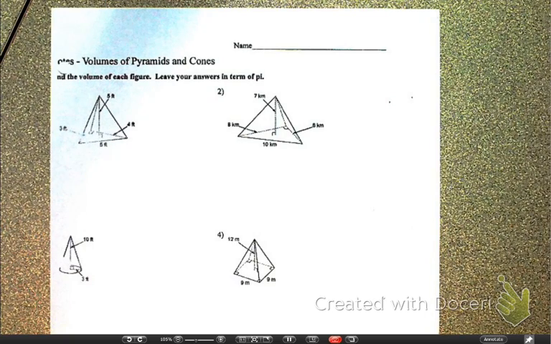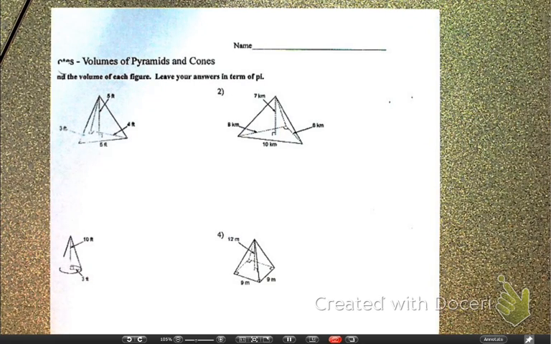Let me clarify. All the points connect at one vertex. Everything comes up to a point, right? Does everyone see how all of them come up to a point, whereas cylinders and prisms were flat on the top and the bottom? That is a huge difference and something you need to know.